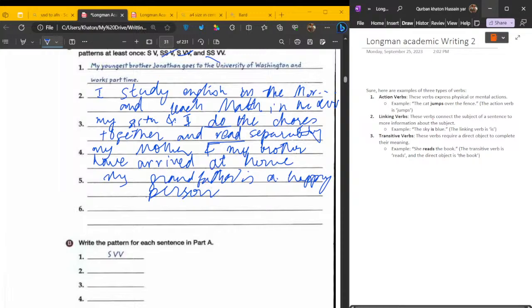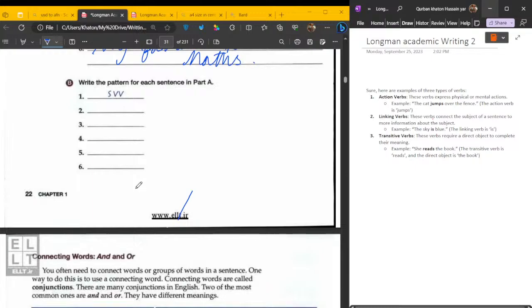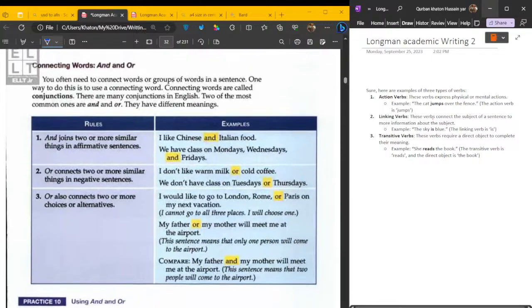Okay, sixth is, let's say, my father teaches maths. Okay, so SVV, SSVV. Okay, this we already did and showed there. So, no more necessity of the same thing anymore.